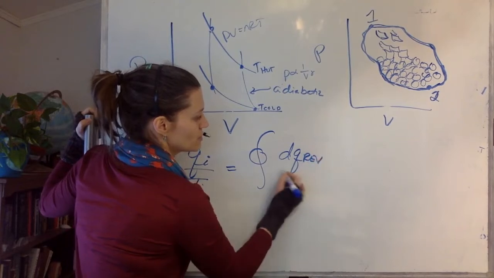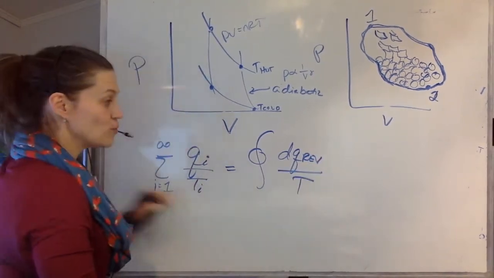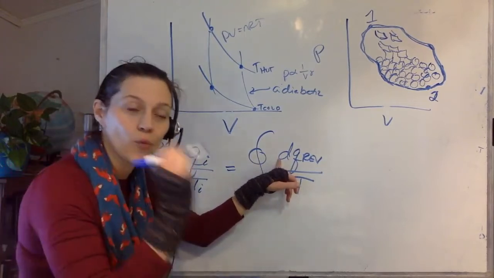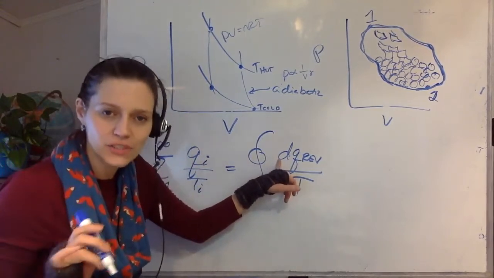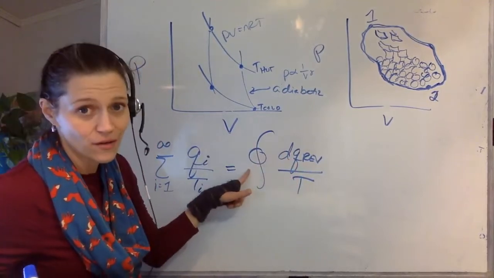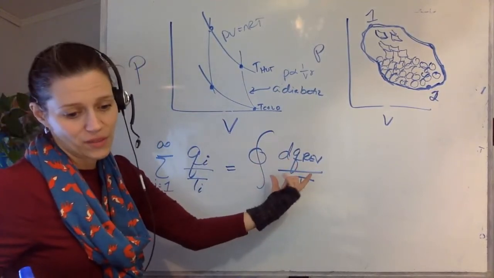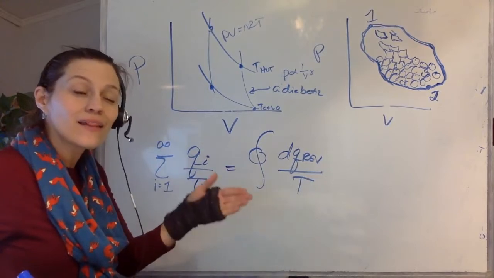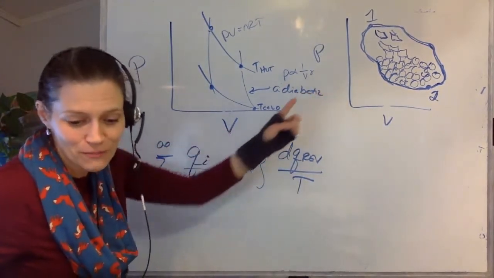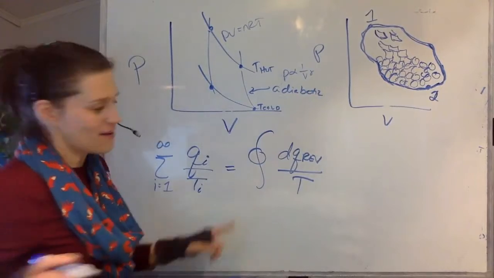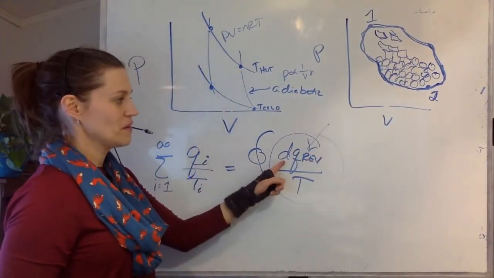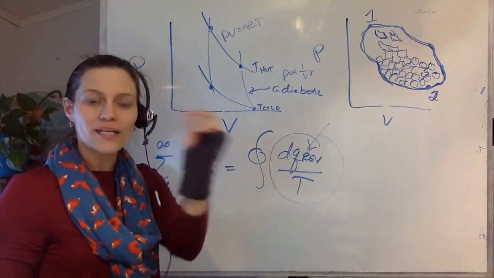of dq reversible over T. Now, the only way I can make this a dq that is an exact differential, not an inexact differential, is if I take the path integral. But I need to know the path associated with that. Well, in the limit of infinitesimally small Carnot cycles, this becomes an infinitesimal, or exact, differential.